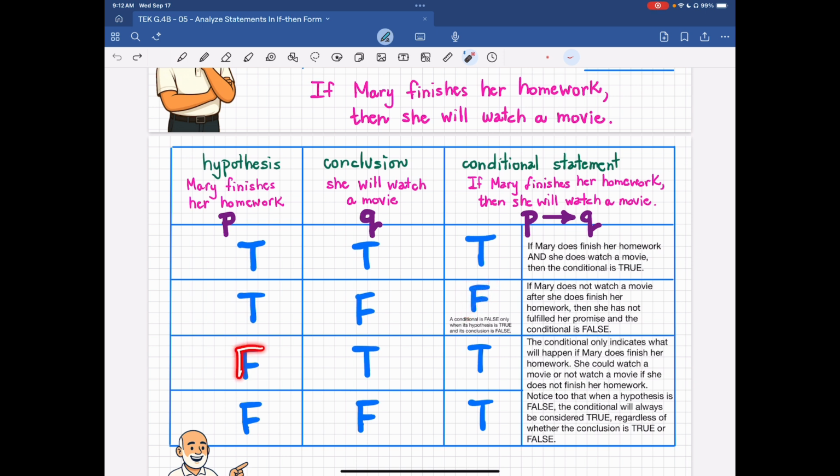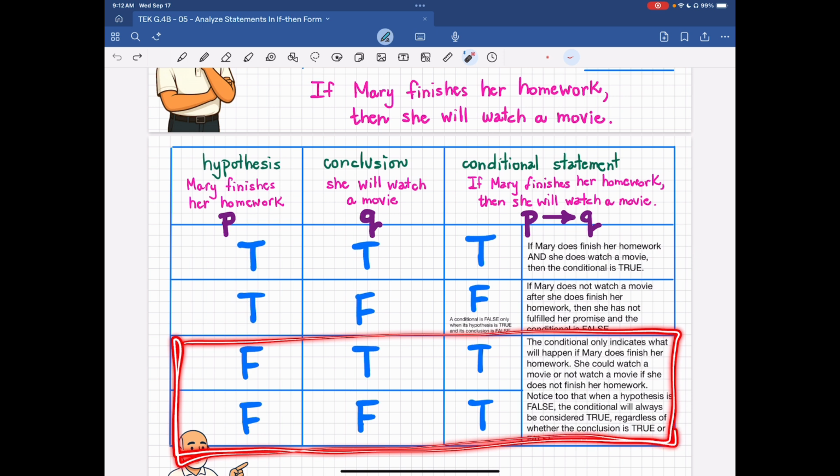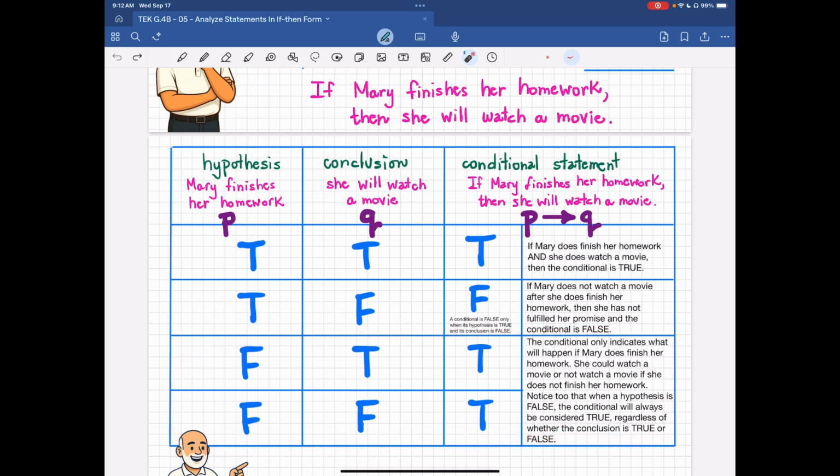Mary does not finish her homework. Mary does not finish her homework here. It turns into a different situation because this conditional only deals with Mary finishing her homework, okay? So this is a special situation right here where the hypothesis becomes false. So let's focus on these 2 situations where Mary does watch the movie after she finishes her homework.